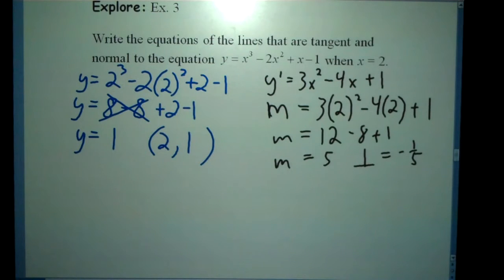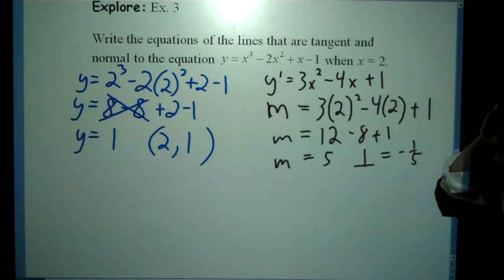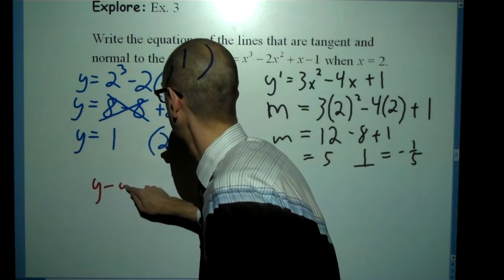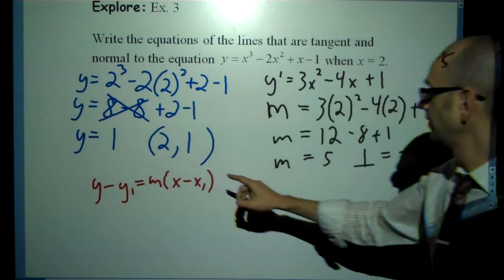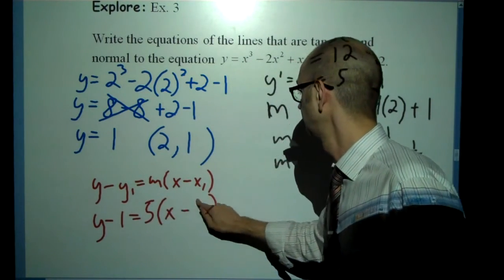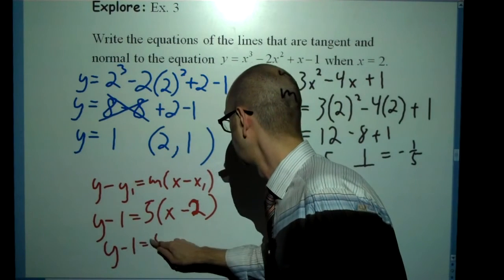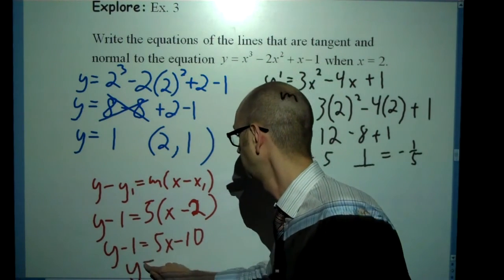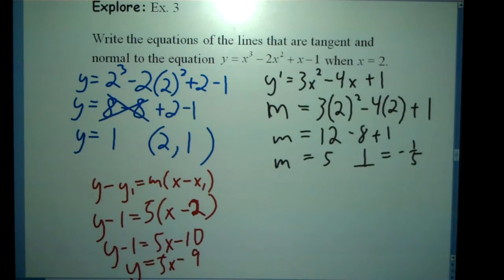From this point you can use point-slope form just like we had done on the last problem and get our values that way. I was debating skipping it, but let's go ahead and do it anyway. We've got point-slope form, y minus y sub 1 equals m times x minus x sub 1. Our y value is 1, so we have y minus 1 equals our slope. This would be for our tangent. We have 5 times x minus 2. The x value is 2. We can distribute. We'll get y minus 1 equals 5x minus 10. And then our final tangent equation is going to be y equals 5x minus 9 once we add the 1 over to the other side.